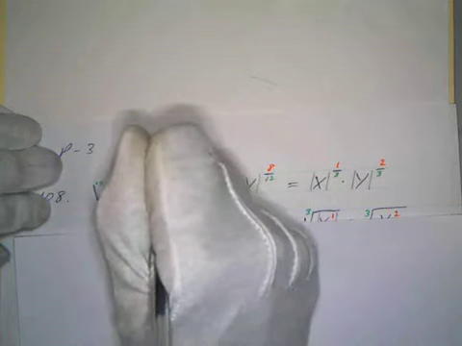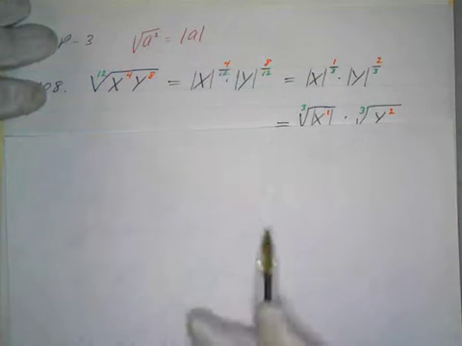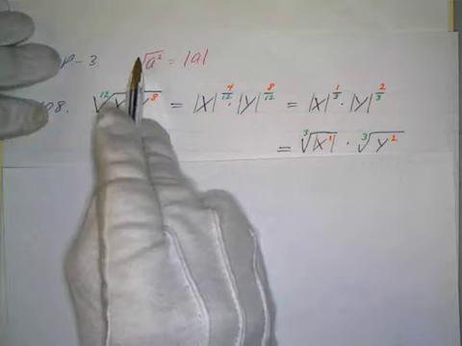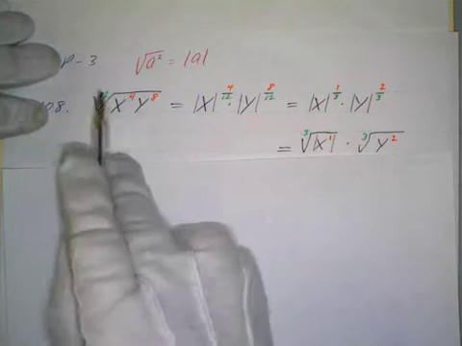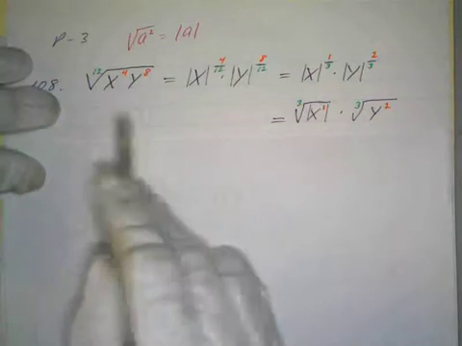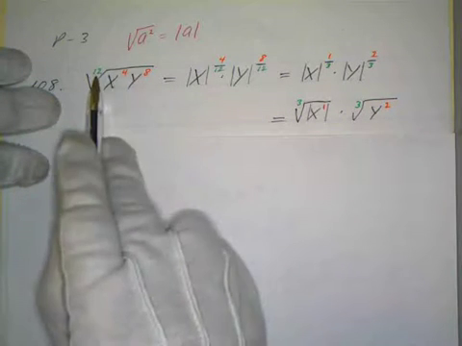This was one of our rules. The square root of a squared is the absolute value of a. Well, that's because that's an even root of an even power. So if you take an even root of an even power, we have to use the absolute value. So again, this is my index, and these are my powers, so it's power over root.